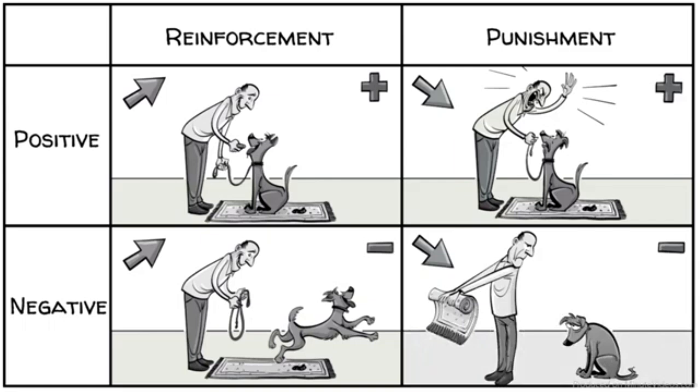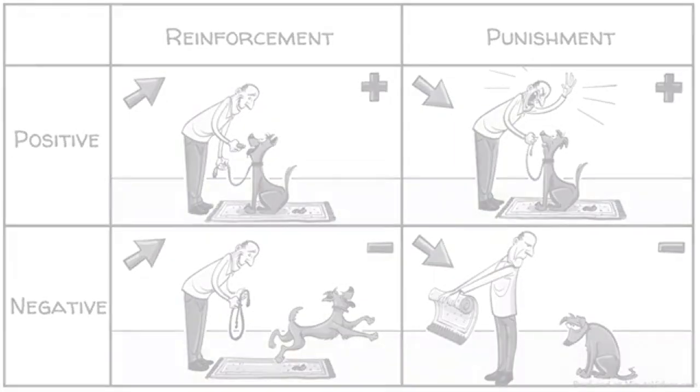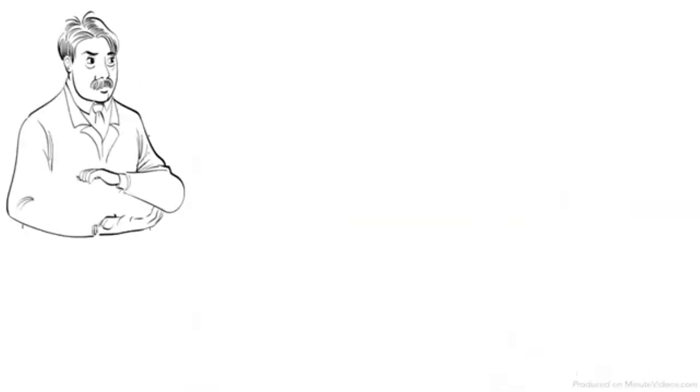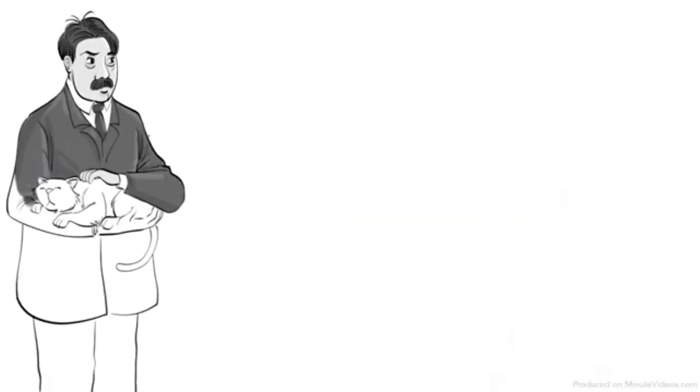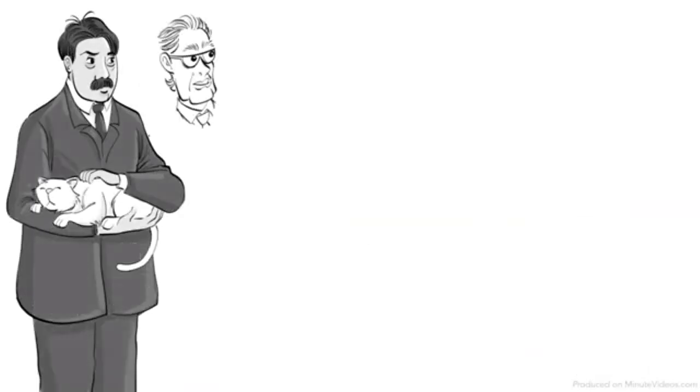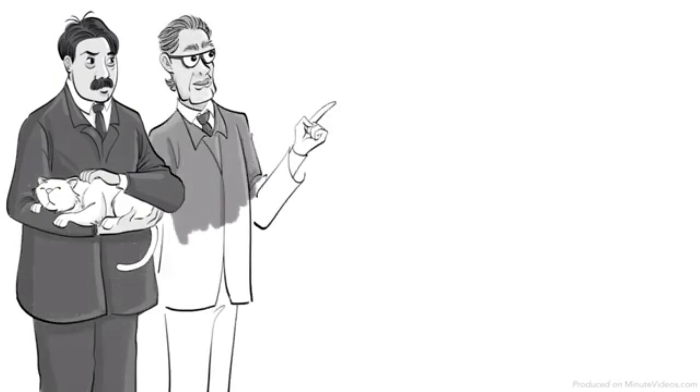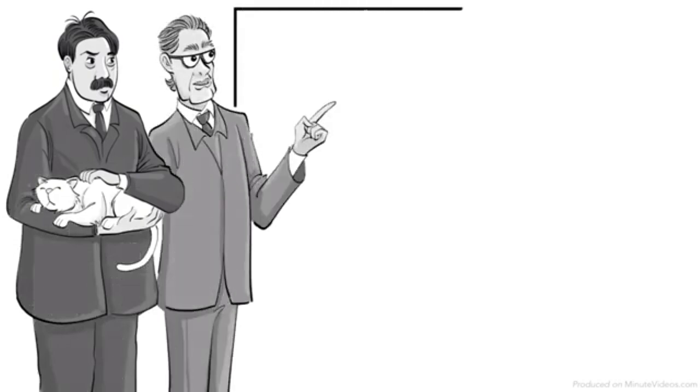If we stop any sort of manipulation, the conditioned behavior will eventually disappear. This is called extinction. Operant conditioning was first studied by Edward Thorndike and later made famous by the work of B.F. Skinner.